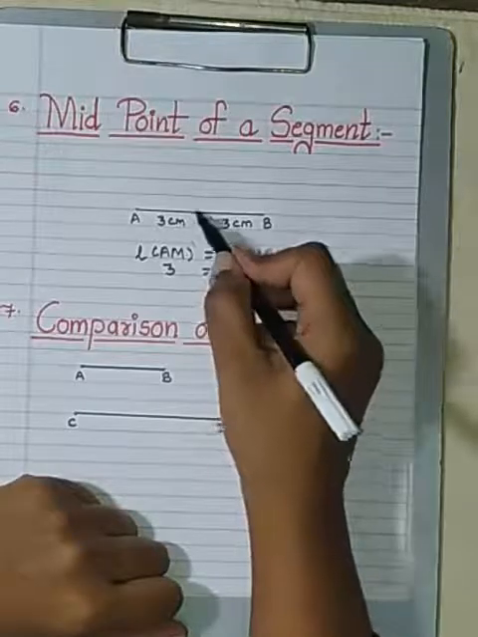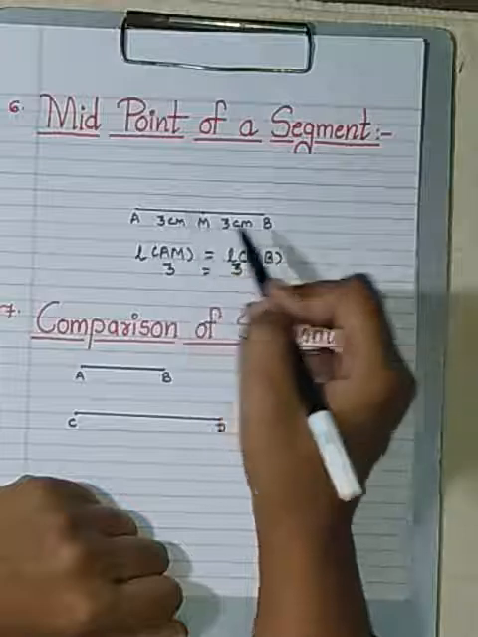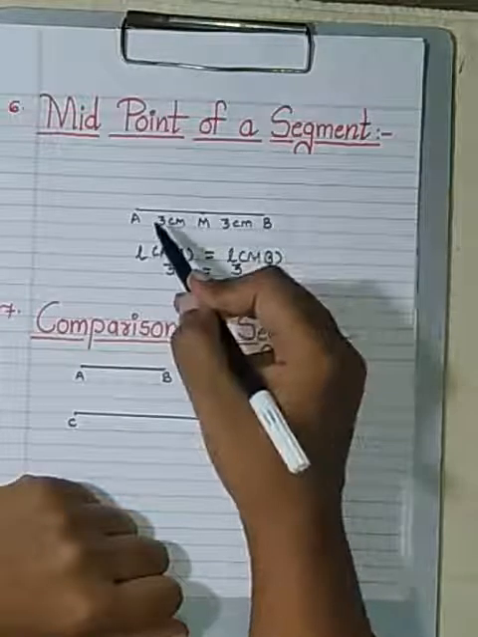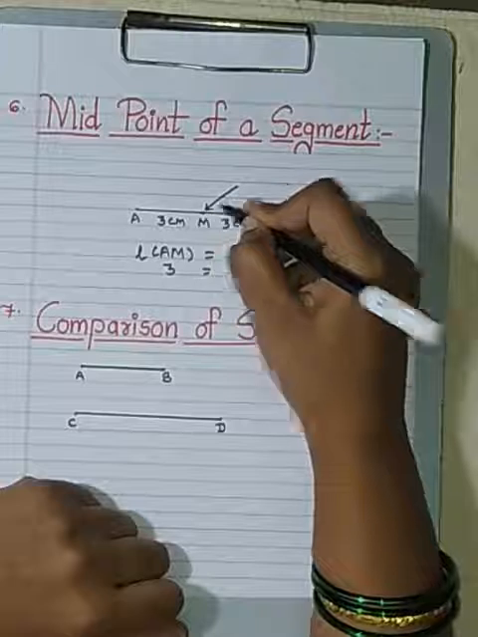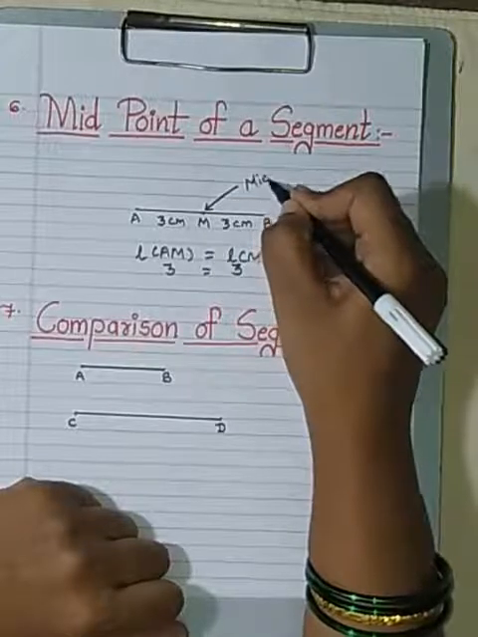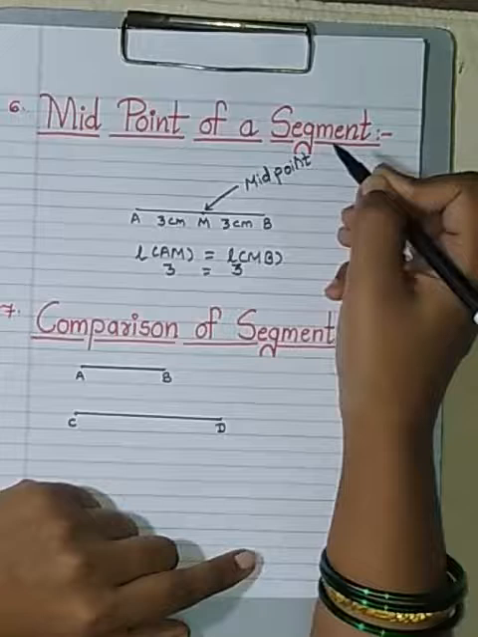Now what is a midpoint? I told you just now. A midpoint is a point on a line segment that divides the line in two equal parts, and therefore we can call this point M the midpoint.